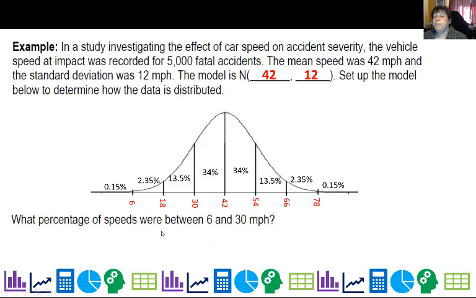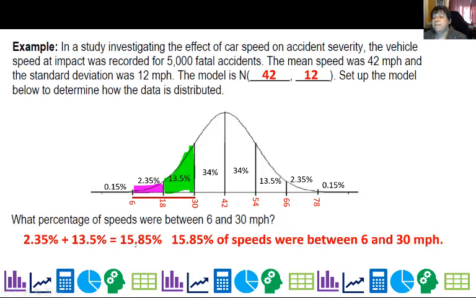Now, what if I asked you what percentage of speeds were between 6 and 30? So here's 6 and there's 30. I'm looking for these two slices. In other words, this piece and that piece. Adding them up, I get 15.85%. So that's the percentage of speeds between 6 and 30 miles per hour.